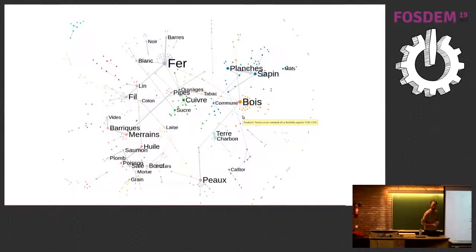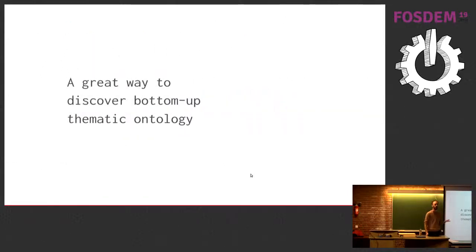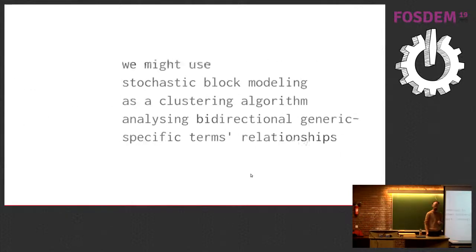And then we have the Louvain communities of product terms. And then you can see that this is a thematic map, basically. We have woods, planks of wood. We have metal stuff, fer, cuivre. And this is fil, lin, coton, so like linen, so fabrics, basically. And then we have animals that you can maybe eat. And then we have skins. Okay, so this is an automatic bottom-up thematic ontology by using network analysis. And I think this is cool.